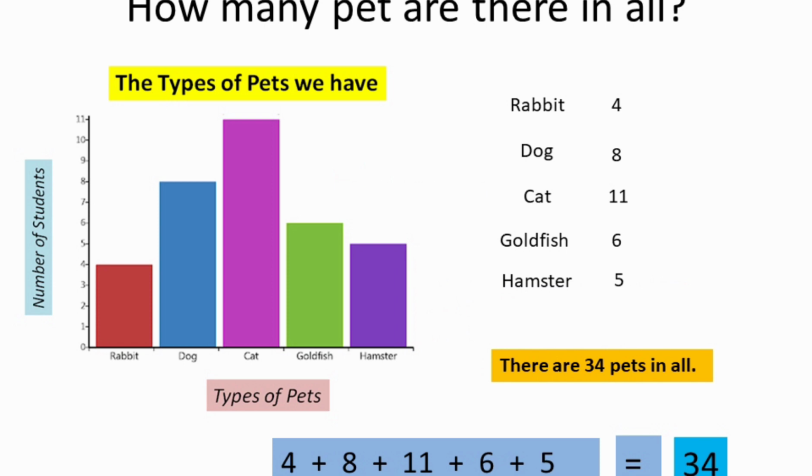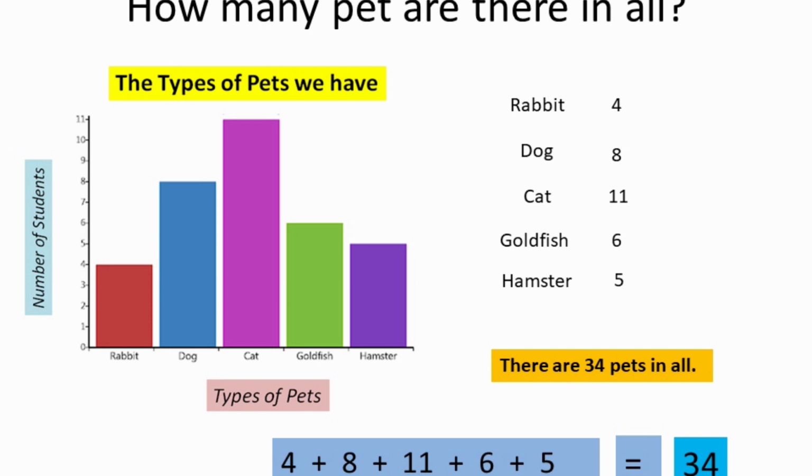Remember, when you're asked a question like this, it means all the pets that are there. So you would need to see how many rabbits. You go up on the bar graph, and there are 4. And then we see how many dogs. There are 8, so we need to add the 4 to the 8. How many cats? There are 11, so we need to add whatever 4 plus 8 is to 11.